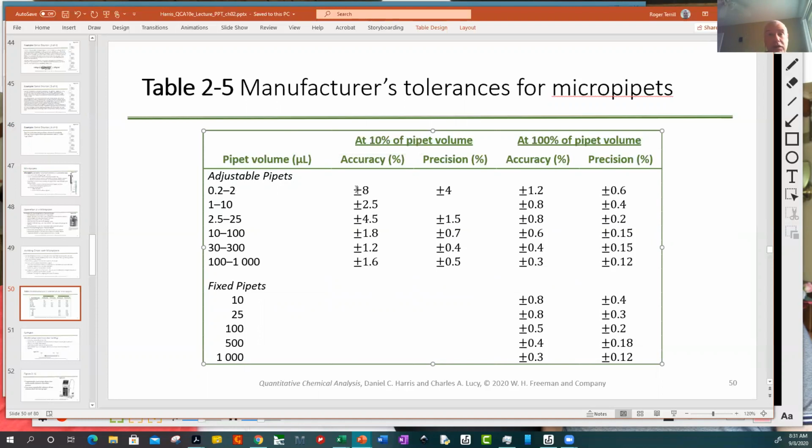And this would also be tricky to calibrate, right? Because let's say 10% of the pipette volume is going to be 0.2 microliters. That's going to be 0.2 milligrams, right? And most balances only weigh to the 10th milligram. So you almost can't calibrate this unless you have a microbalance.